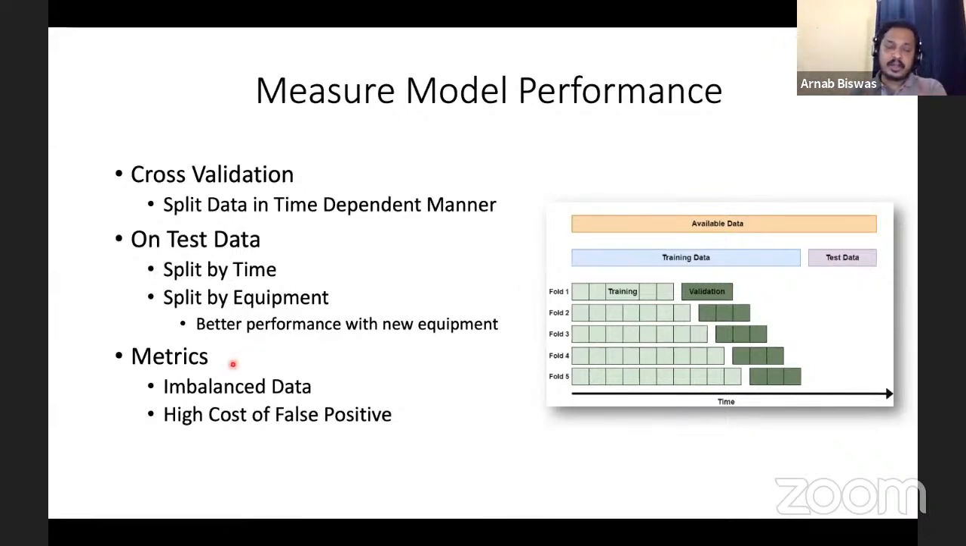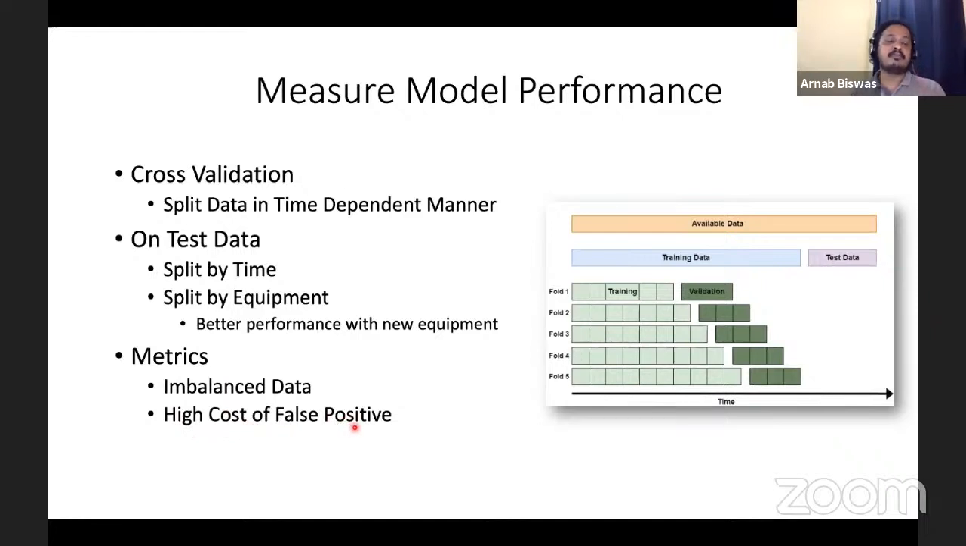Next come metrics. What are the metrics which we should use? Again, I'll say this depends on whether we are taking a classification, multi-class classification, or a regression route. But we should keep two things in mind. This is a typical imbalanced data set problem, right? Here, the number of days over which an equipment is healthy is much higher than the number of days on which the equipment is unhealthy. And then I should also be mindful about the high cost of false positives.